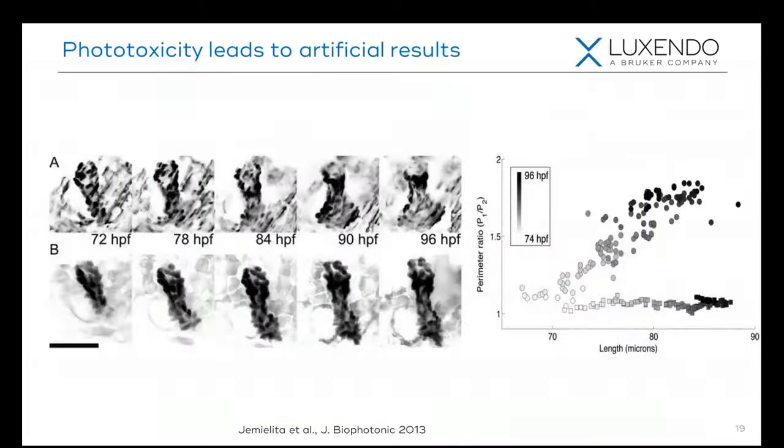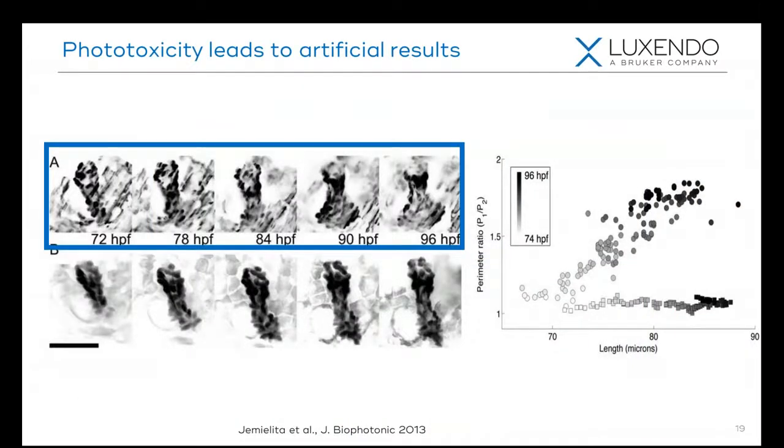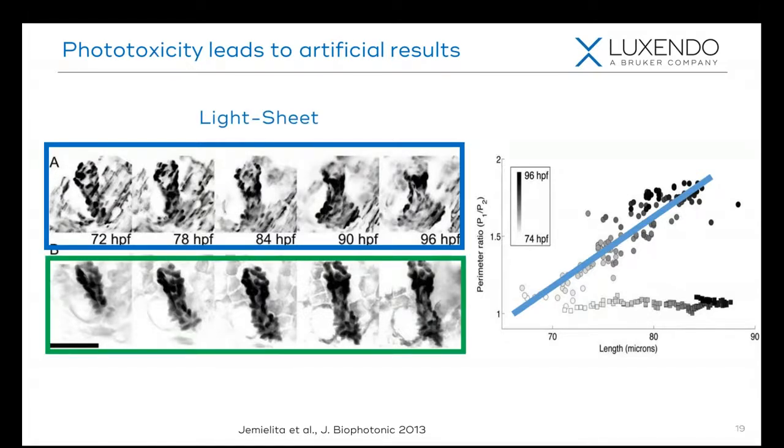And they go on further to quantify this. In A, we'll plot the smallest perimeter versus the largest perimeter to show how this bone is elongating, and we see that highlighted by the blue line in B, the blue line on the right, whereas in B, in spinning disk, we see that the bone is still elongating, but it's no longer fanning at the distal end.